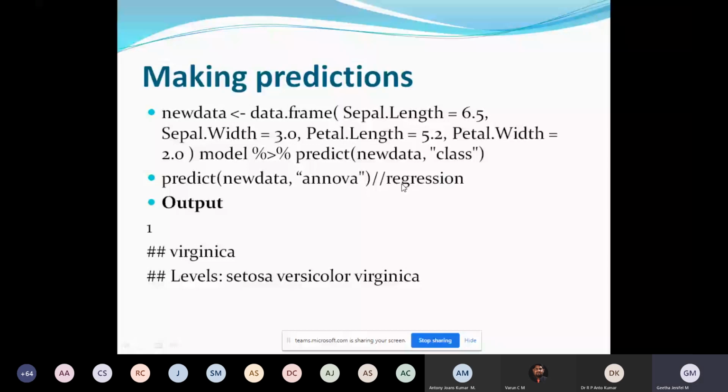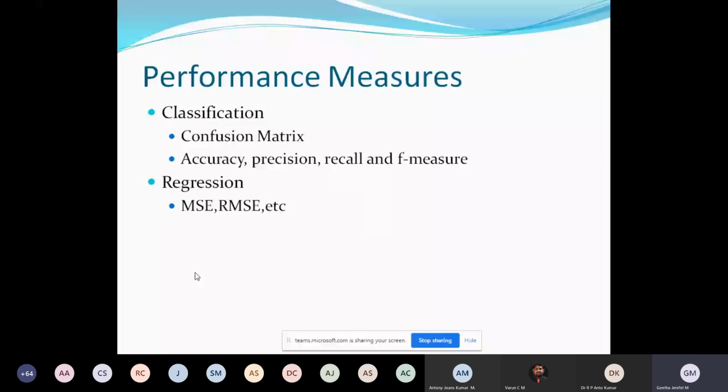Based on this example, the output says our model says this flower belongs to Virginica. That is, the new data is predicted to be Virginica. So these are all about the model creation and the prediction. Next, I'm going to tell about the performance measures: how accurate is our developed model?